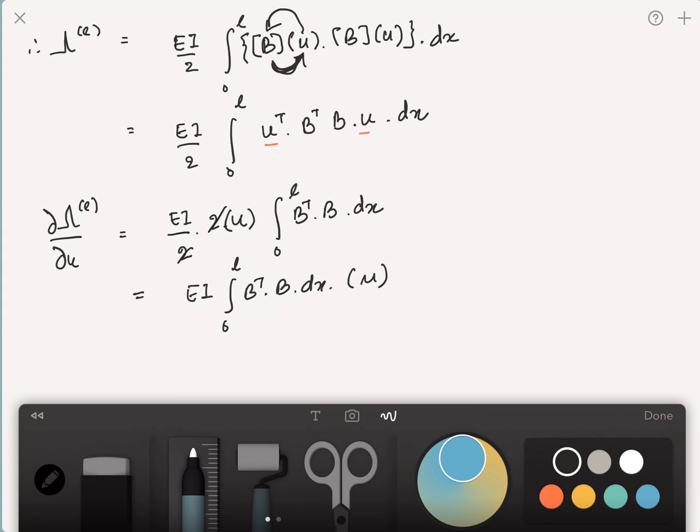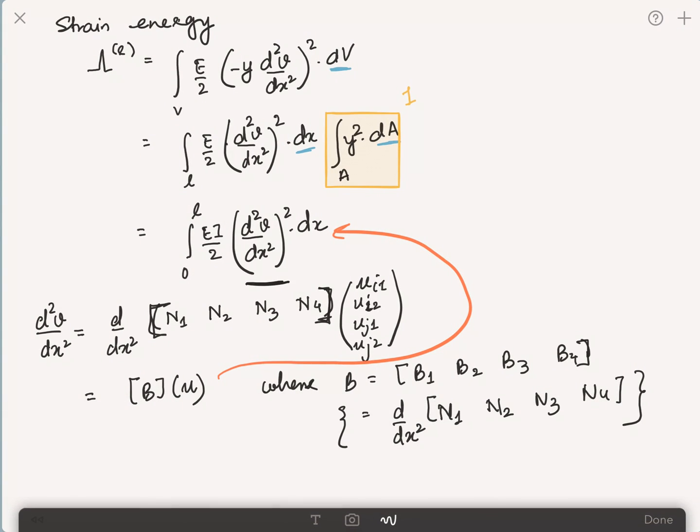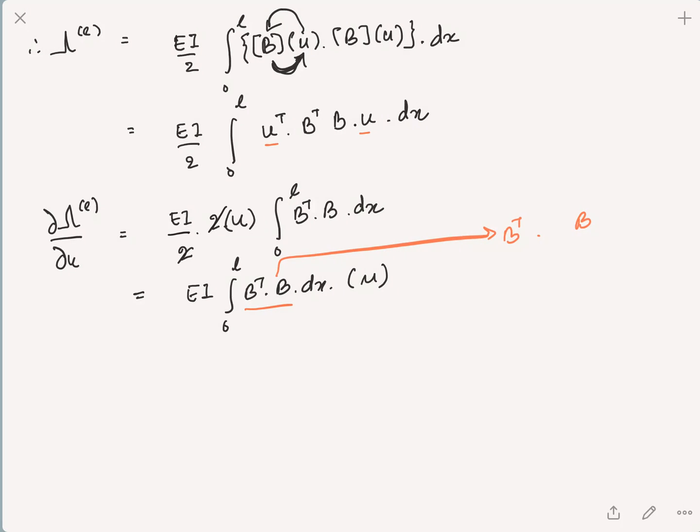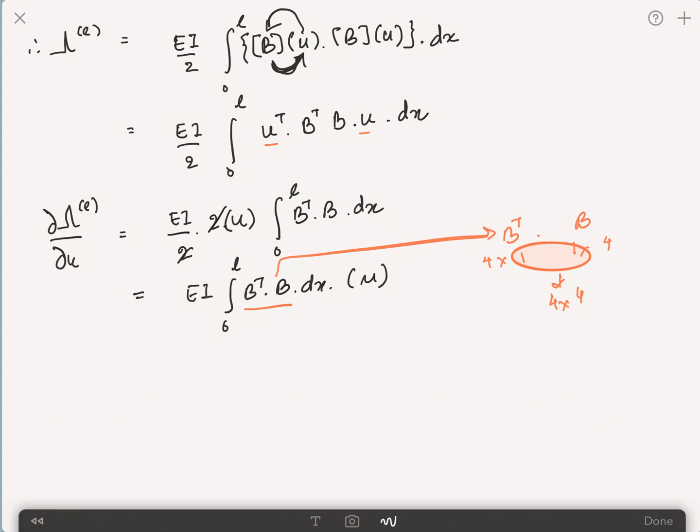If you would solve B transpose B, now we know that B matrix is right here, 1 by 4, so you have 1 row and 4 columns. We know B transpose therefore will be 4 by 1, so the resulting matrix will be 4 by 4. So you would end up with the minimized strain energy, which is nothing but resulting into the stiffness matrix times the displacement.